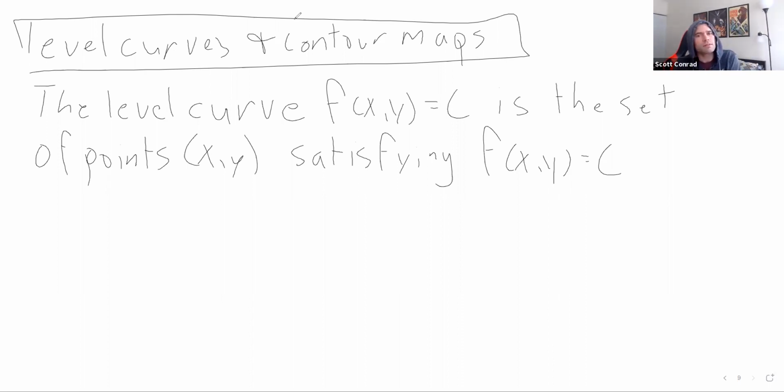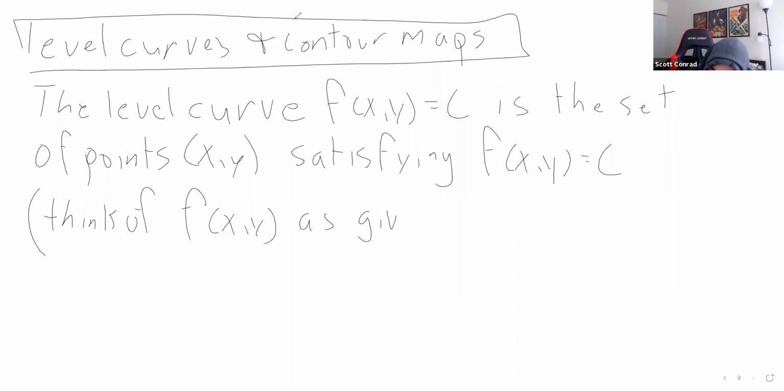So the most useful way to think of this is to think of the graph. Think of f of x, y as giving elevation, right? The height above the plane at the point x, y.